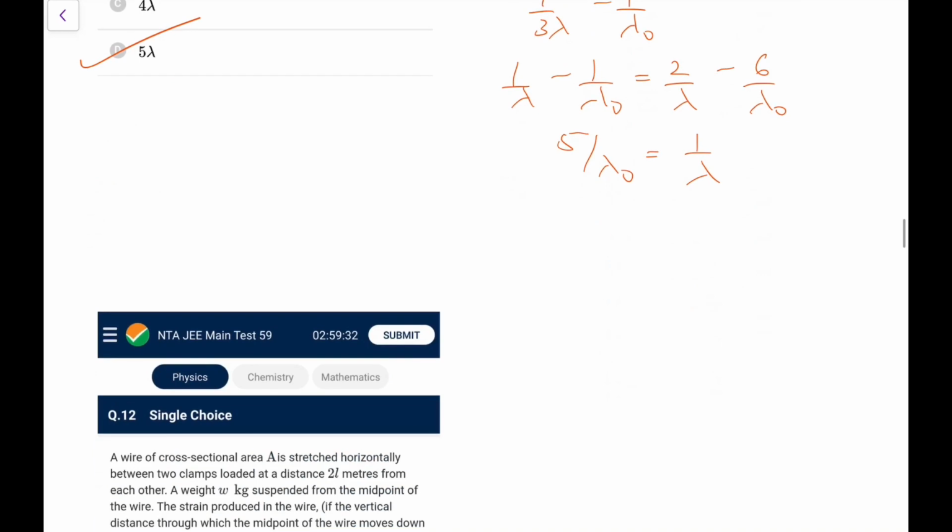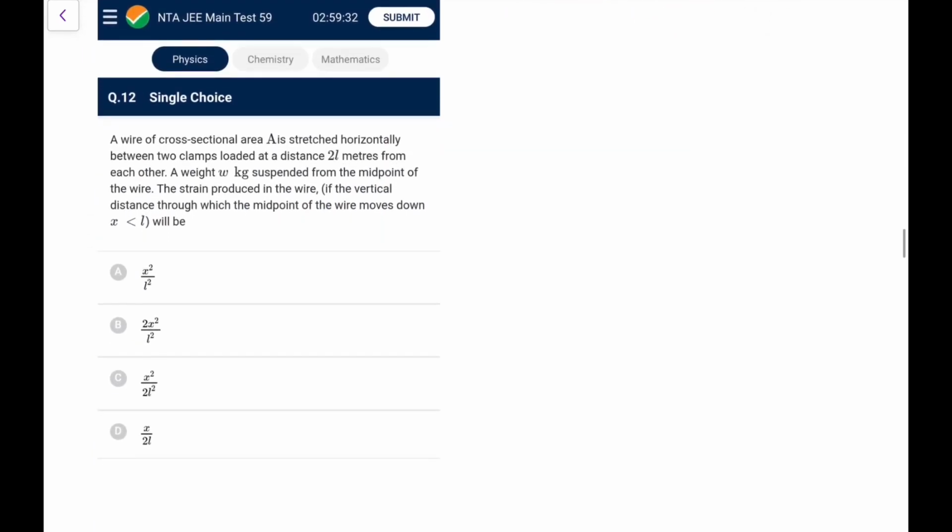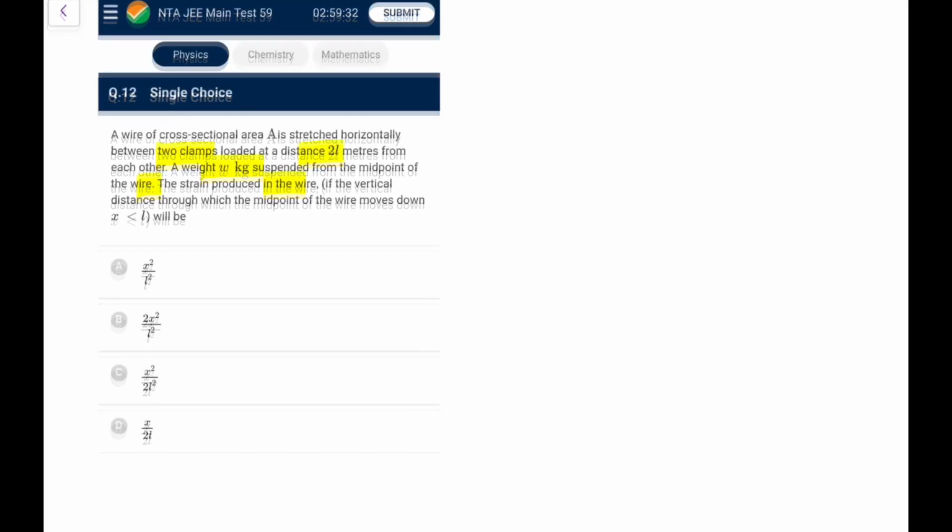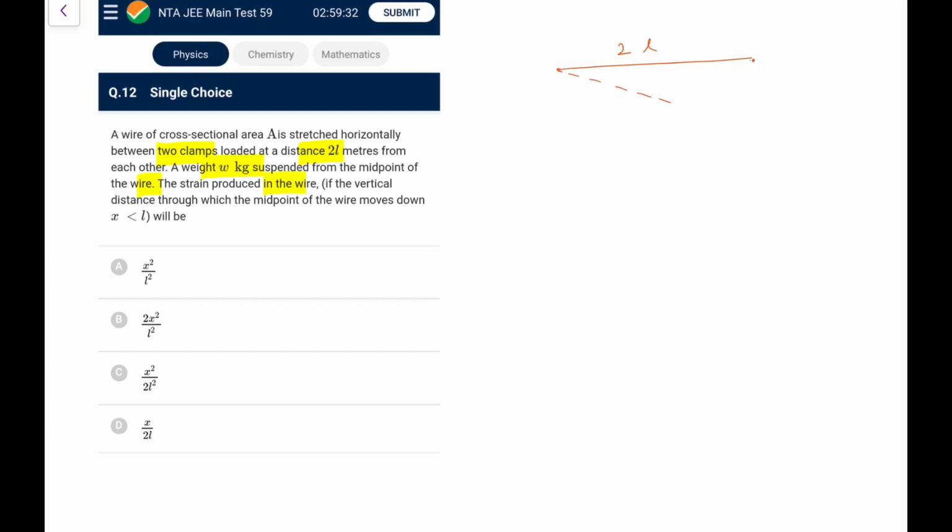Next, a wire of area A is stretched horizontally between two clamps at distance 2L apart. W kg is suspended from the midpoint. The strain produced in the wire is? So let me draw this situation. This is the 2L distance, and from the midpoint it was suspended, so it will go like this. I am drawing an exaggerated figure. This is x. So now this would be the new length L dash I can write.